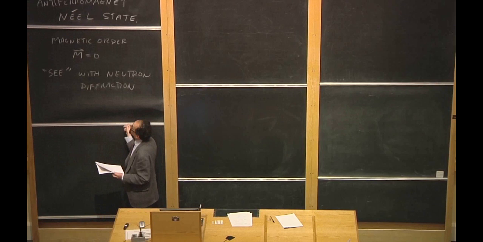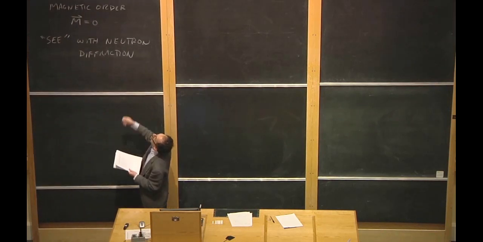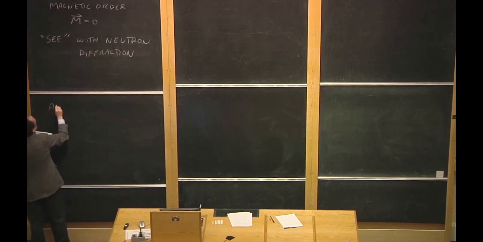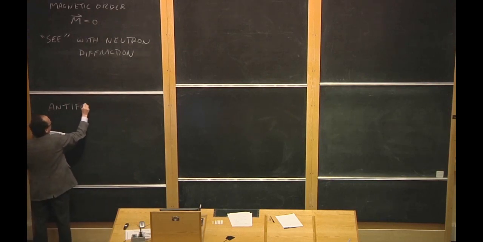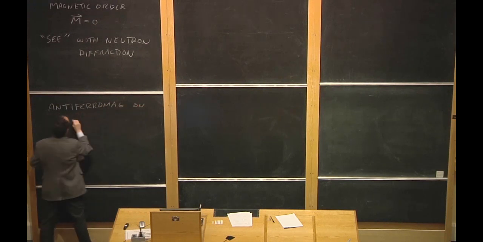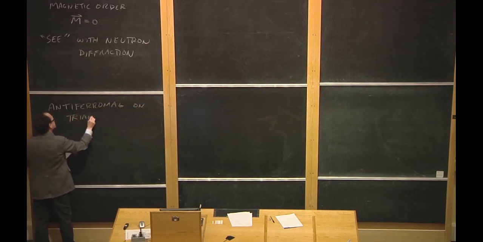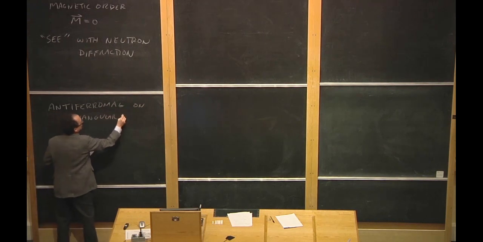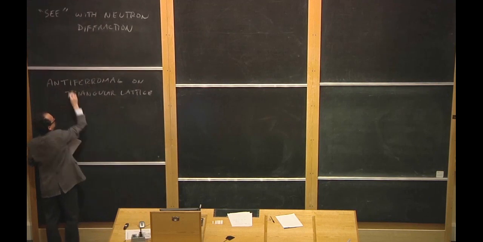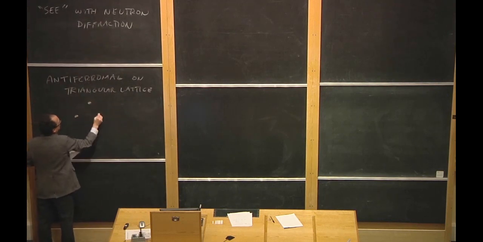All right. So one more comment about antiferromagnetism is that you can have antiferromagnetic coupling on a triangular lattice, and then you'll get something really strange. So let's imagine we have a triangle here, 3 atoms in a triangle.